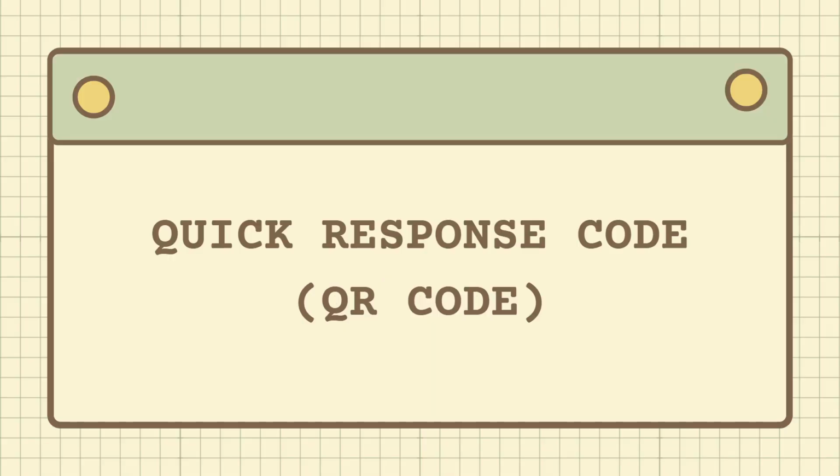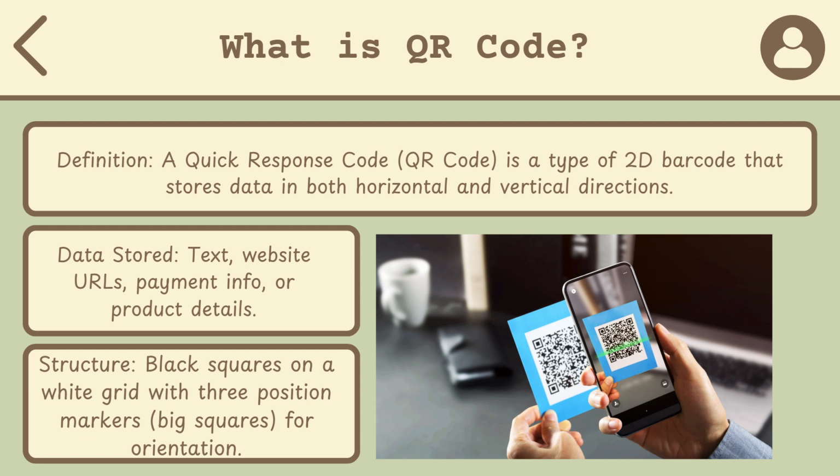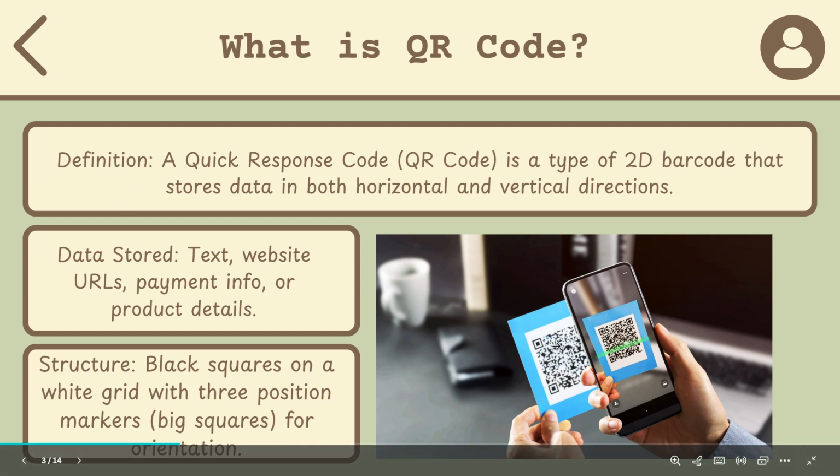First, quick response code. What is a quick response code? A quick response code or QR code is a type of 2D barcode that stores data in both horizontal and vertical directions. It has an arranged pattern with pixels, and this pixel pattern holds data, for example text, website URLs, payment info, or product details. The structure is a black and white grid with three position markers. This big square is called a marker for orientation.